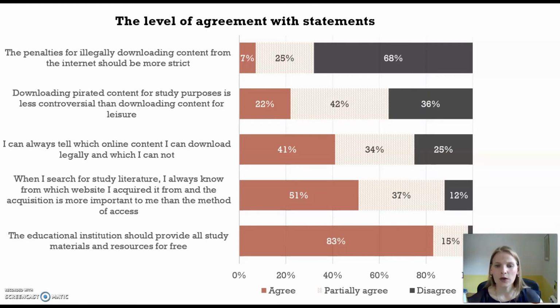They could download it and always know from which website they have acquired their study literature. However, this might not be crucial to them, as they consider the actual acquisition of the study material to be more important than the method of access. They also strongly believe that their educational institution should provide them with all materials and resources free of charge.